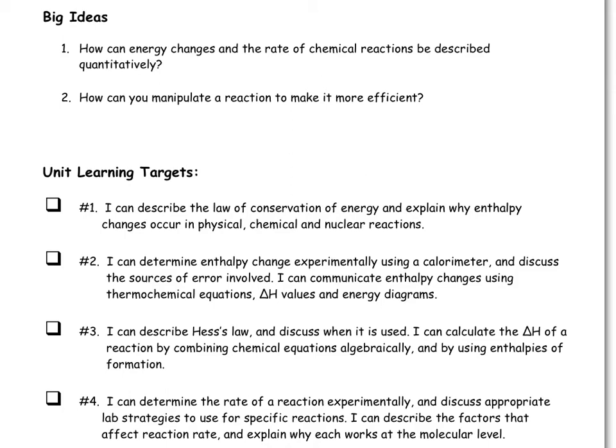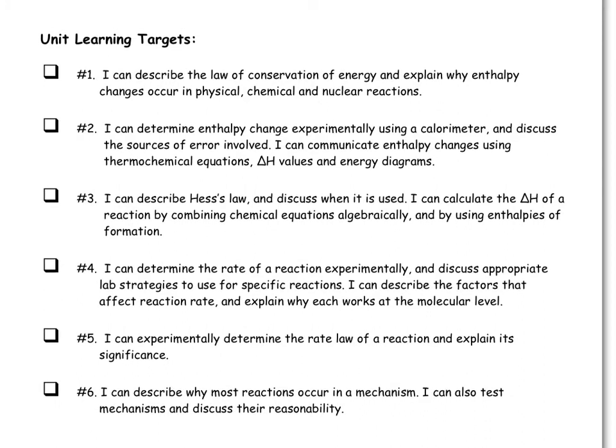In this lesson, we'll continue our discussion on big idea number 2, talking about the rate of chemical reactions and describing them quantitatively. And then we'll also touch on big idea number 2. How can you manipulate a reaction to make it go faster or slower? That takes us to learning target number 4. By the end of the lesson, you should be able to describe the factors that affect the rate of reaction and explain why each works at the molecular level.